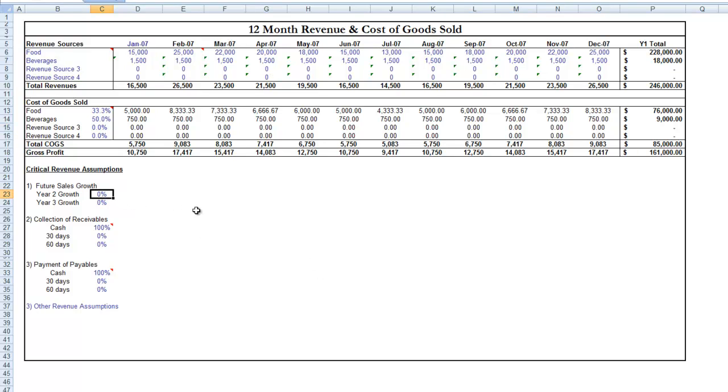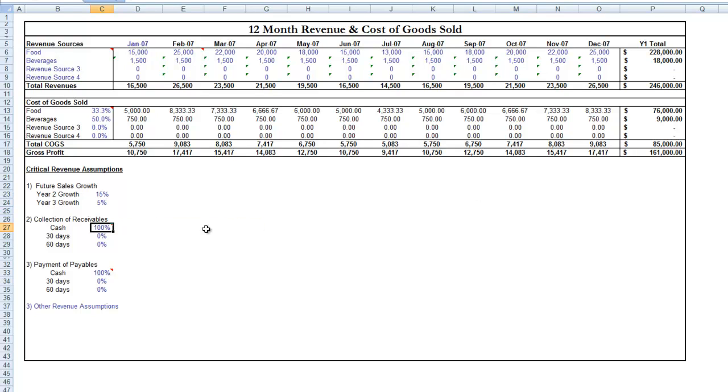Future sales growth. So for year 2, we said, well, we're at $228,000 for the first year, and we were thinking about a $300,000 total market share. We didn't think we were going to get there immediately. 15-20% growth is conceivable in the second year, because you're still growing new customers, people still haven't tried you out, and then tapering off to say a 5 or 10% growth in year 3.